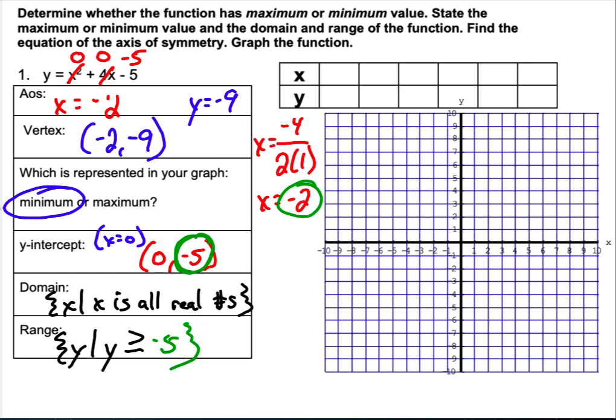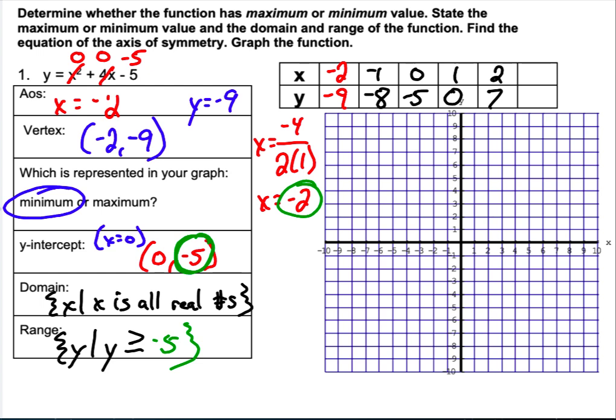Now I go ahead and plug these into my table of values. So I got negative 2, negative 9. So I'm going to do negative 1, 0, 1, 2 if I can get to it. Plug this into my calculator, and I get a negative 8 for negative 1. I get a negative 5 for 0. I get a 0 for 1, and I get a 7 for 2. So I can fit all of these in here.